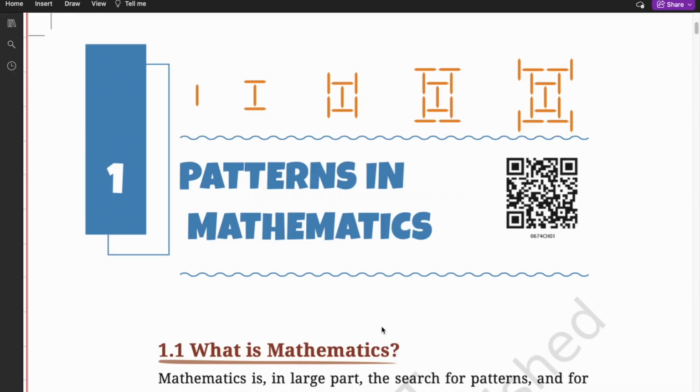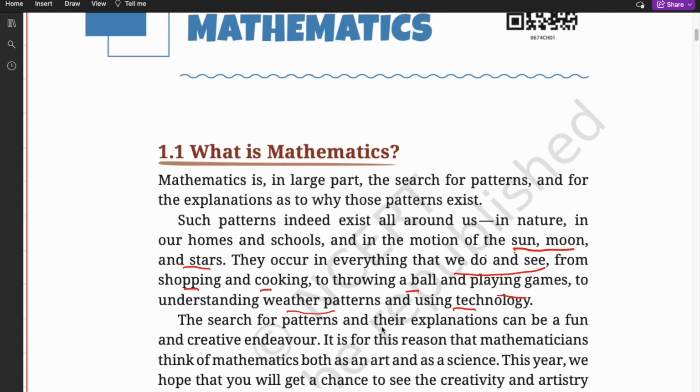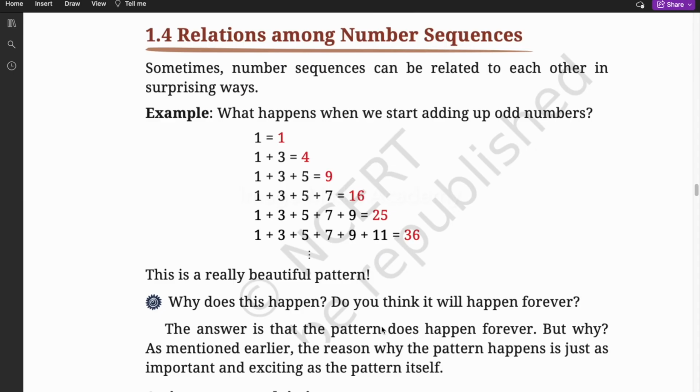Hello everyone, let's start with class 6th chapter number 1, patterns in mathematics, 1.4 relations among number sequences. Sometimes number sequences can be related to each other in surprising ways. Like, एक example देखेंगे, जैसे what happens when we start by adding up odd numbers.